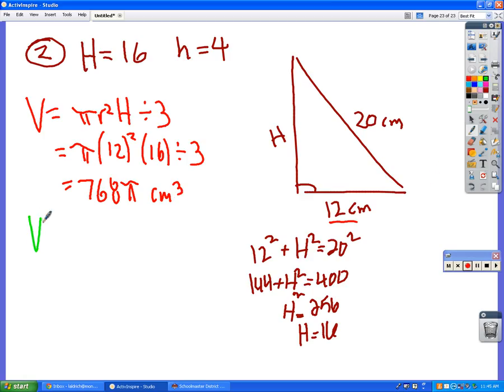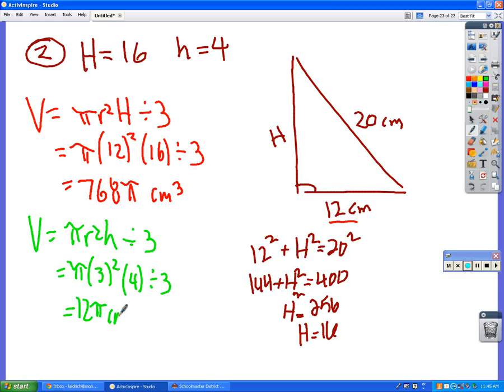Same deal for the small cone. Pi r squared times, this time, the little height divided by 3. So we know that the radius of the smaller cone is 3 because they tell us that in the book. We figured out that the height of the smaller cone was 4. And so if you crank that out, you get 12 pi centimeters cubed.